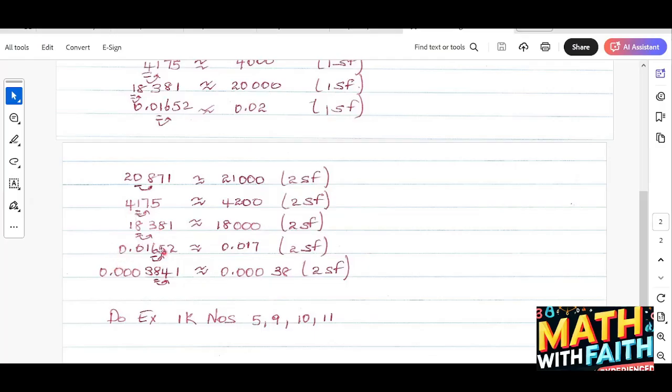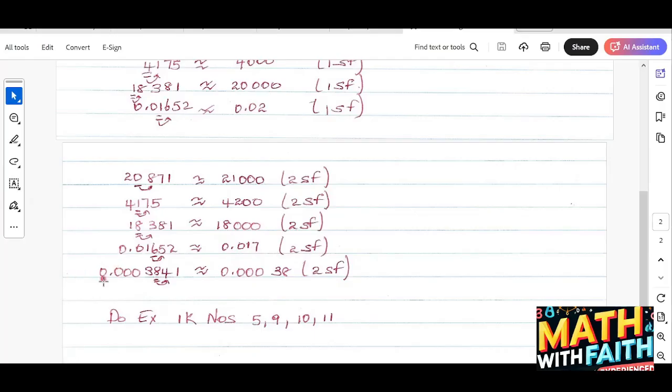And we have 2 extra ones here. 0.01652. To 2 significant figures, this is a 0, this is a 0. First non-zero number is this 1. Second is the 6. So we look at the digit afterward, it is 5. So therefore, this 6 must go up to 7. So the answer will be, put back the 0.0, put back this 1, and increase the 6 by 1. So it's 0.017 to 2 significant figures.